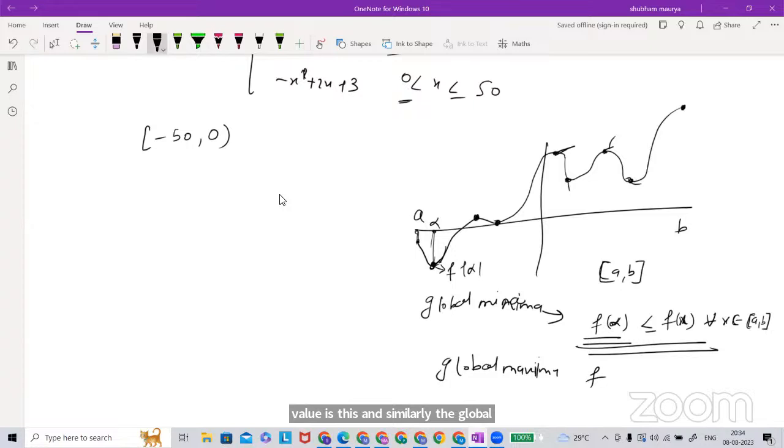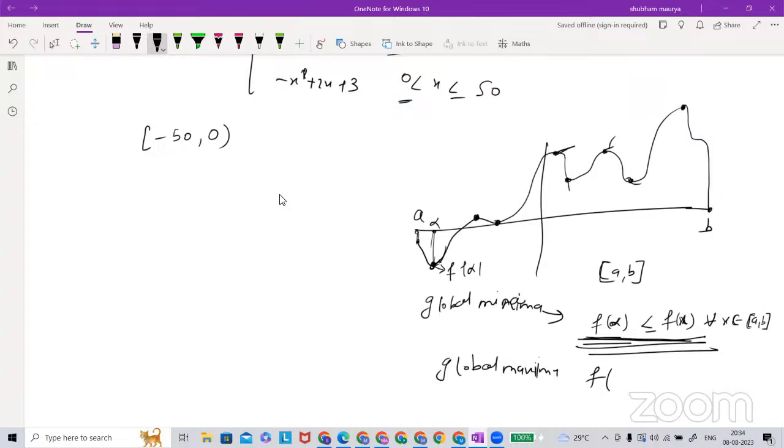So let me erase. What is the difference between global maxima and local maxima? That's why I'm saying this value, see, is this not clear? This is the meaning of global minima or global maxima.